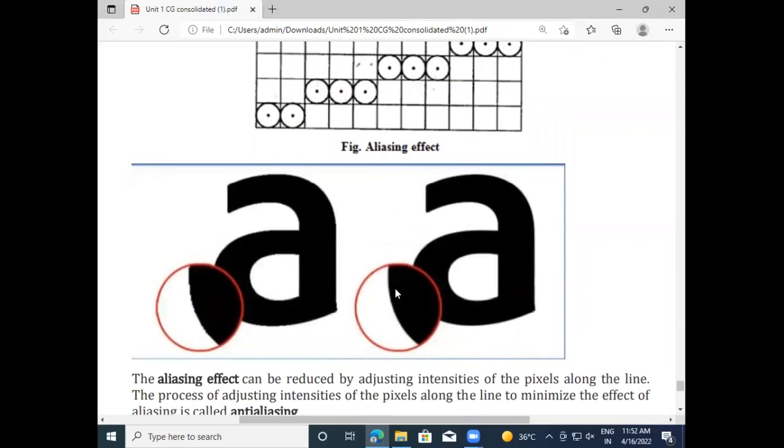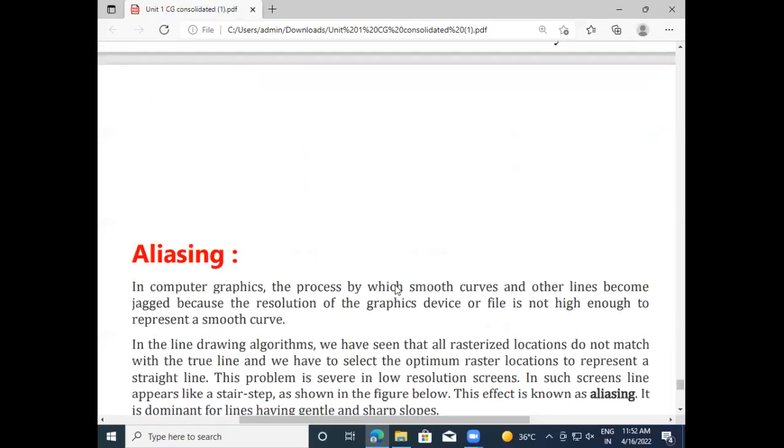Now in the next sessions we will be seeing what anti-aliasing is, and how we are able to reduce the aliasing effect. Okay, so I think this much is sufficient for today's session.